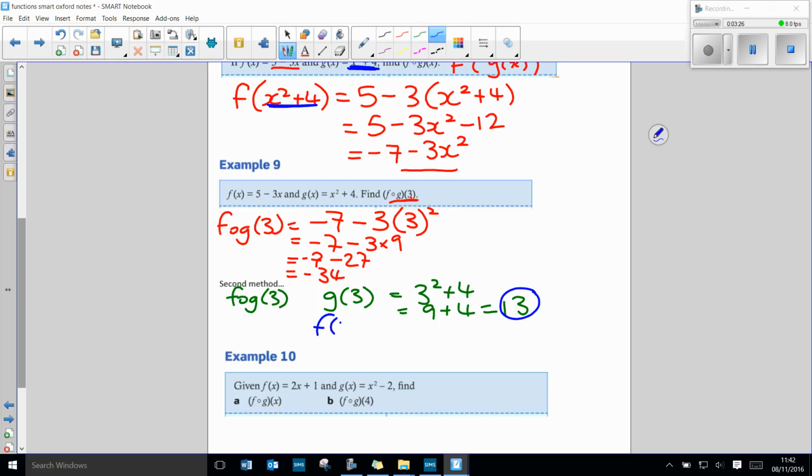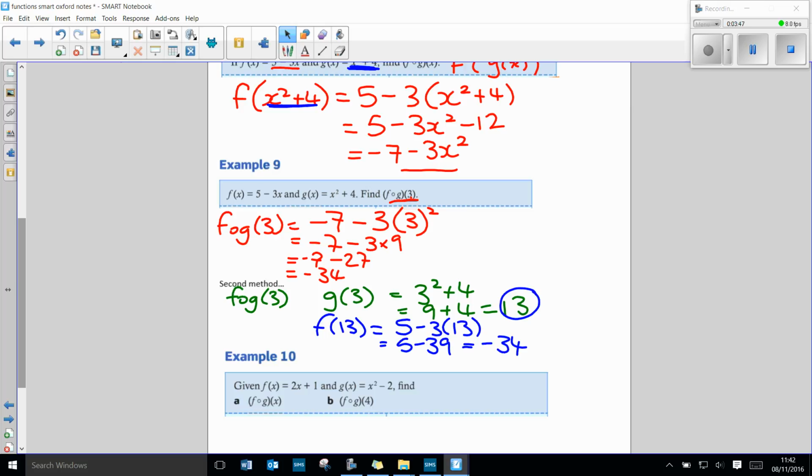So we would now have f(13). So it would be 5 minus 3 lots of 13, which is negative 34. Which luckily is the same answer. Okay, so that's your two different options of doing it. Find an expression involving x and then substitute in the value, or you can just substitute the values in one at a time.